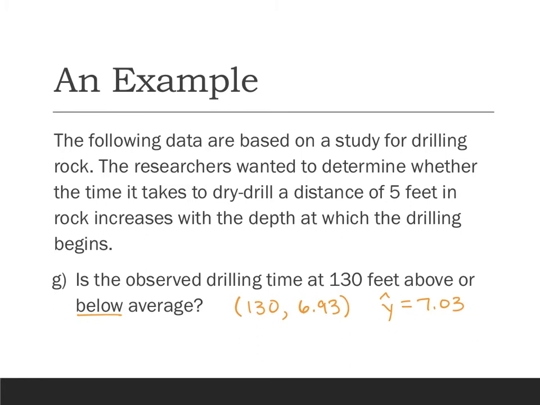We can also calculate the residual and get this same answer. So our residual, remember, is the observed, which would be 6.93, minus the expected, 7.03. This would give us a negative 0.1. The negative tells us it's below average. Any residual that is a negative number would be below. And the 0.1 tells us it's not really that far away from what we would expect.